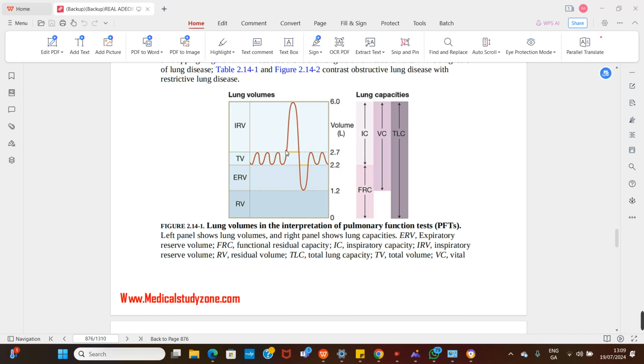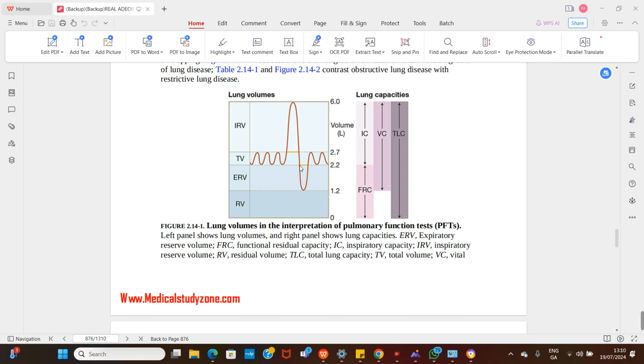So the extra amount of air you can take out at the end of your normal tidal expiration is called the expiratory reserve volume. So I take in, take out, take in, take out. Then instead of me taking in, I try to push out more. So that volume you can push out at the end of the normal tidal expiration is what you call the expiratory reserve volume. But there's a certain volume of air that you cannot push out beyond the expiratory reserve volume.